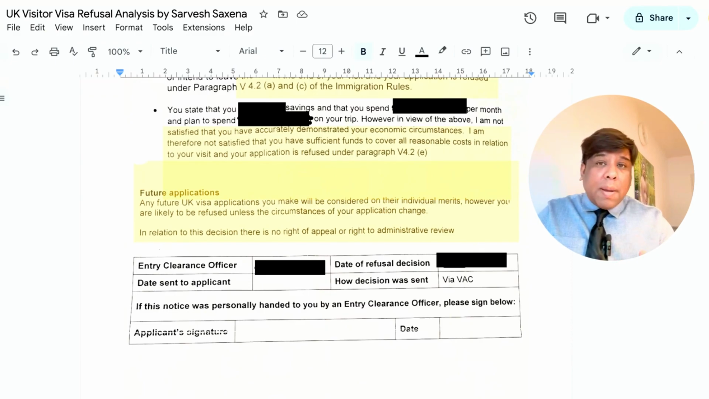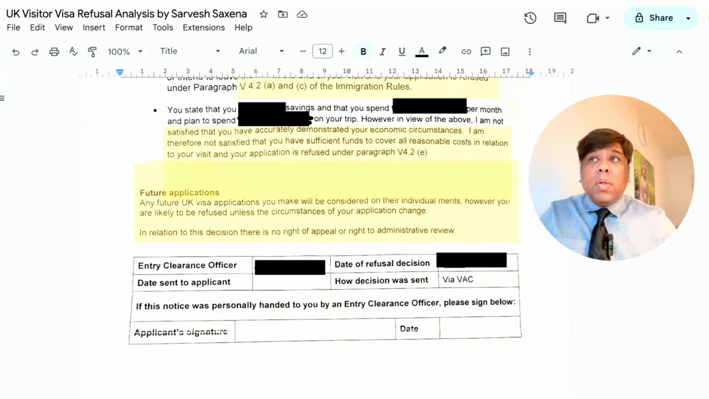Earlier, there used to be a right of administrative review that used to cost £80, or if you're not happy with the administrative review, you could always have a right of appeal to the first tier tribunal, which you could even make online. And I've had experience of actually winning my appeal through writing from outside the UK for a candidate whose UK visa was refused despite showing all the documentation. And I'm going to make another video in relation to that, as to how I won that appeal on written grounds. But today, if your visitor visa is refused, you have no right of appeal and right of administrative review.